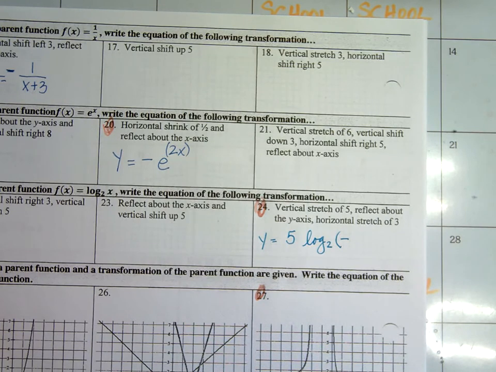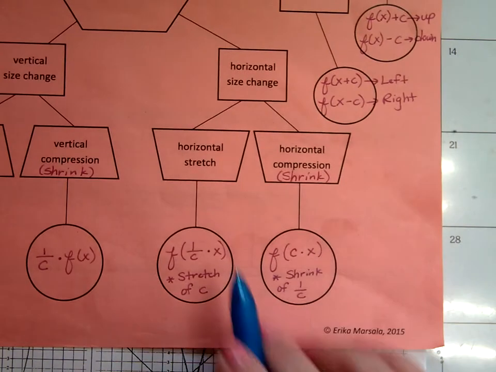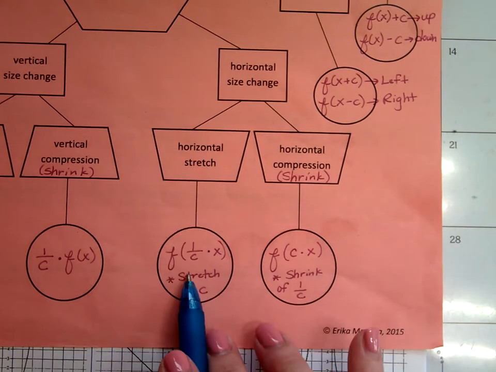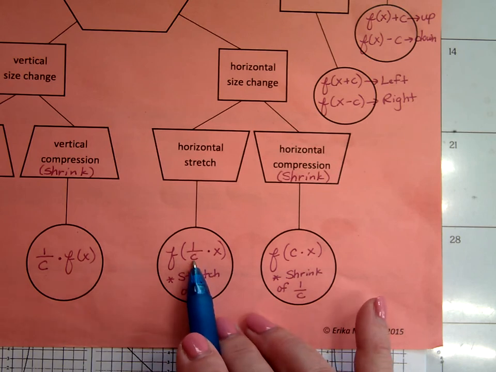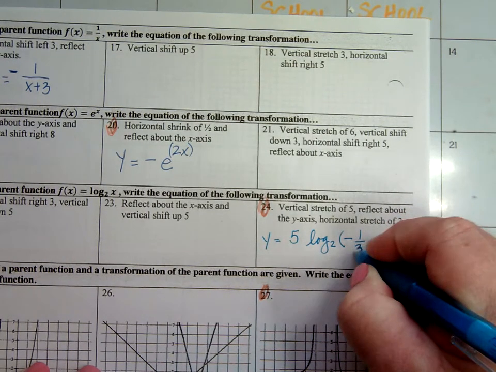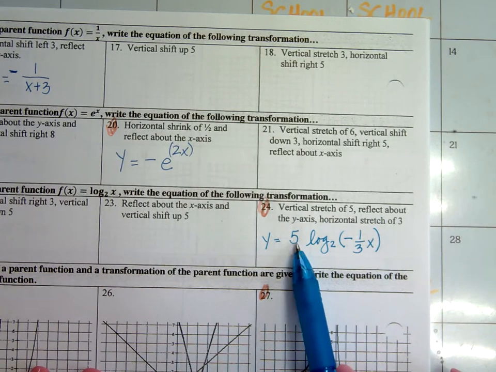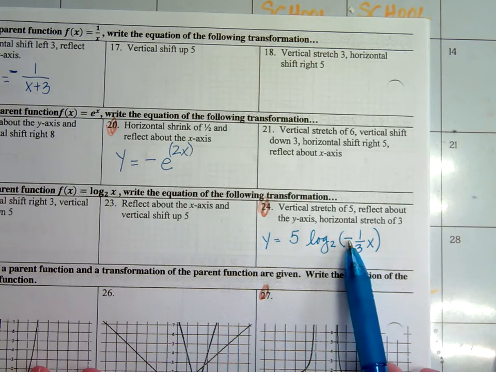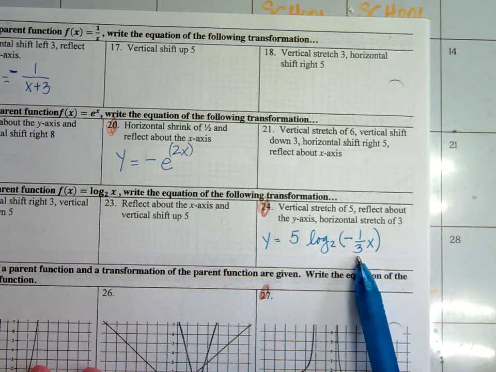And then I have a horizontal stretch of 3. Again, back to my graphic organizer. For a horizontal stretch, it's actually 1 over whatever that number is. I have a horizontal stretch of 3, that means I have a 1/3 in that location times my x. So this one's going to be a 1/3 times my x. Let's see if I've got it all in there. I have a vertical stretch of 5. Yep. I have it reflected about the y-axis. That's the negative. I have a horizontal stretch of 3. That's the 1/3 that's here, and I am done. That's my answer to number 24.